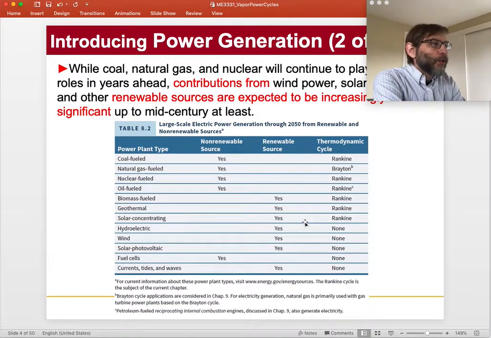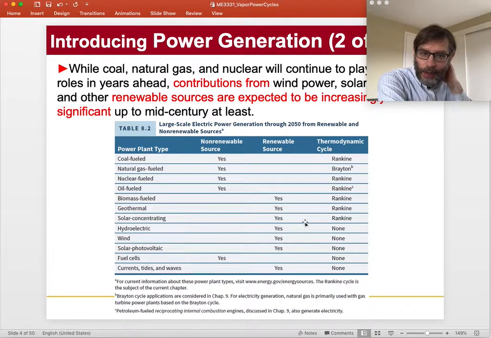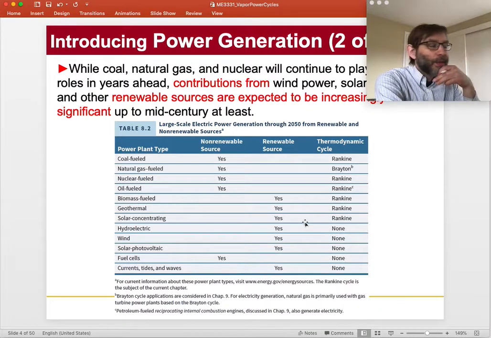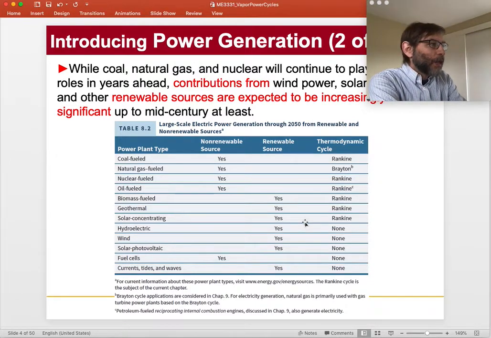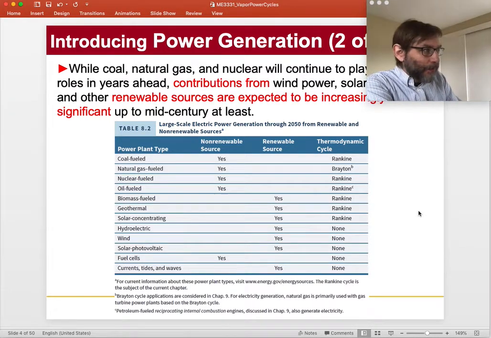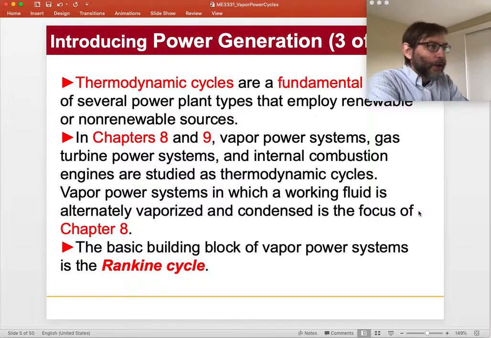While coal, natural gas, and nuclear will continue to play roles in years ahead, contributions from wind, solar, and other renewable sources are expected to increase. That is certainly true. Iowa, the state just to our south, is one of the leaders in wind energy. I think we could be similar if we had the right policies in place. Actually, wind is solar, because solar is what generates the thermal gradients that cause the wind in the first place. So it's kind of all solar. If we're going to do anything renewable, it's got to be from the sun, the nuclear power generation in the sky. Okay, let's go on. Thermodynamic cycles are fundamental to several power plants that employ renewable and non-renewable sources, right?